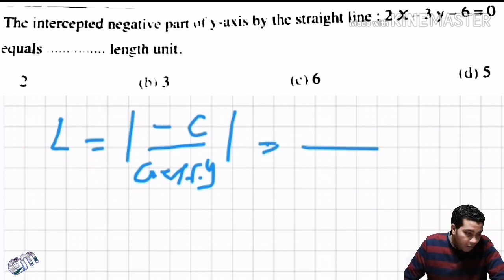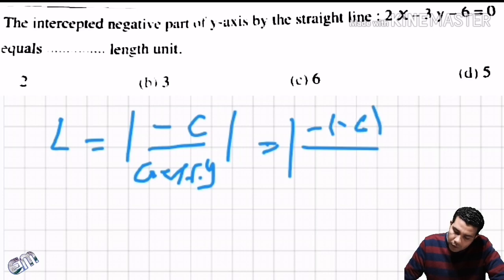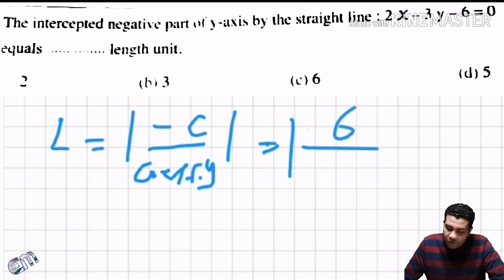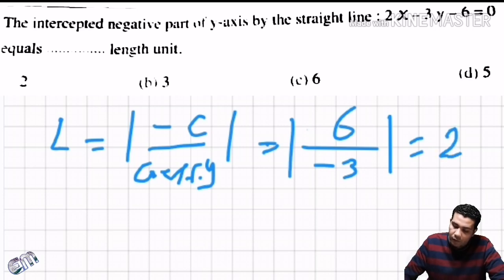What's the value of c? The value of c in the equation equals negative 6. Therefore, negative 6, we can write it positive 6 over what? What's the coefficient of y in the equation? Negative 3. Negative 6 over negative 3. And the result will be 6 over negative 3, negative 2, and its absolute value equals 2.